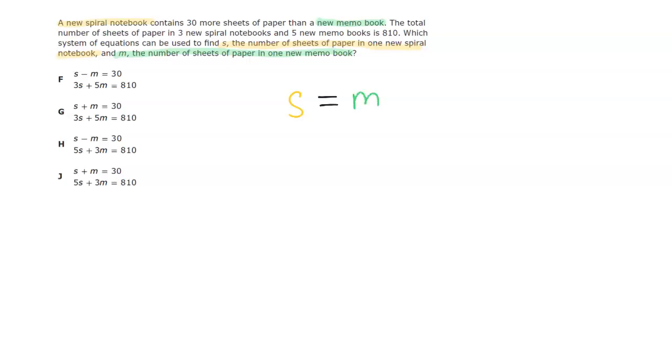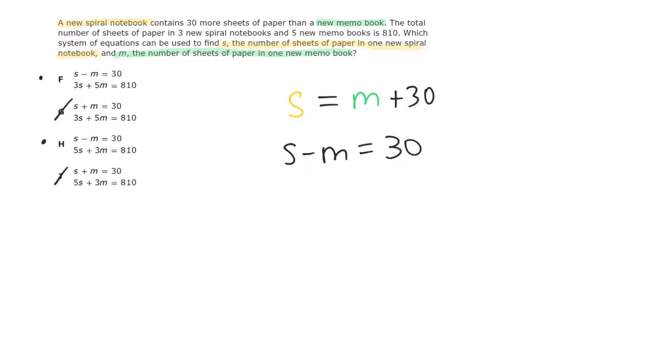And a new memo book is represented by M, and then we want to have 30 more than that, which would be plus 30. Now, if you look at the answer choices, this is not actually a choice, because you can see in the answer choices, the 30 has been put by itself on the right-hand side of the equation. So if we wanted to get this 30 by itself, we would need to subtract M from both sides. That leads us to the equation S minus M is equal to 30. And as you can see, that leads me to either F or H, and it means that the other two answer choices are not going to work.